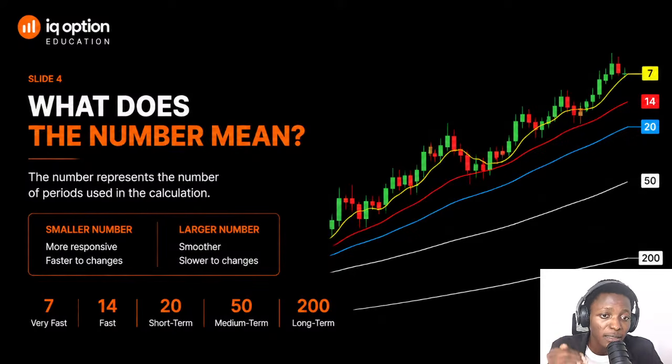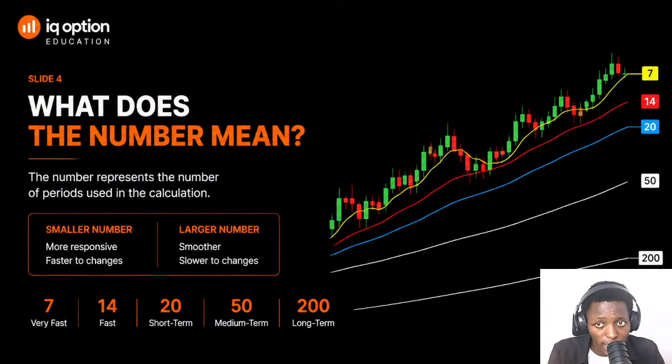A period 7 reacts much faster than a period 14, and a period 14 reacts much faster than a period 20, and the same thing with period 20, period 50 and period 200. So that's what the numbers represent. The numbers represent the last number of whatever number you use. It represents the last number of those candles.